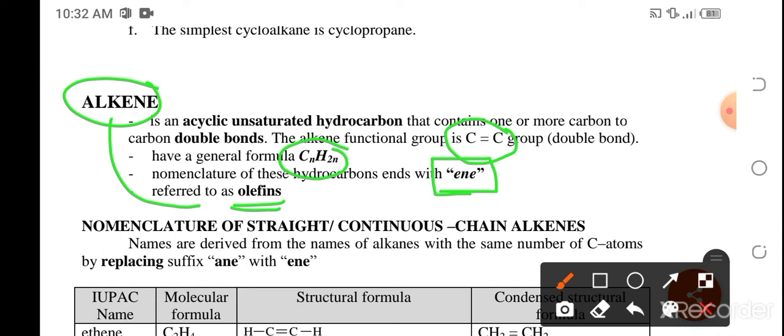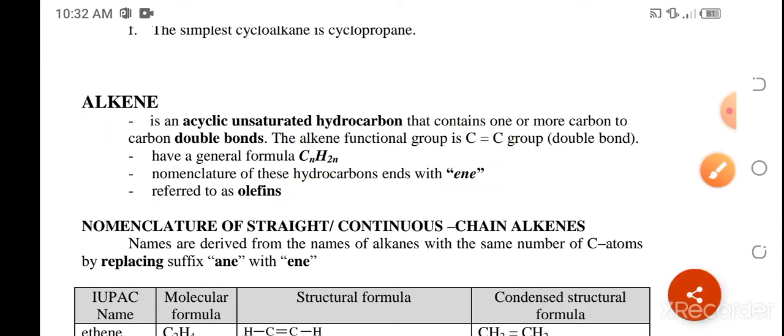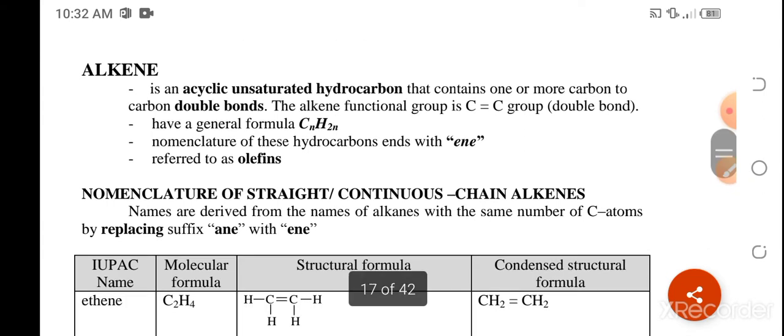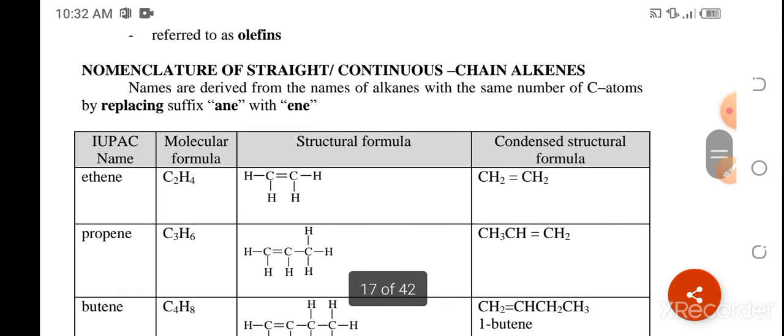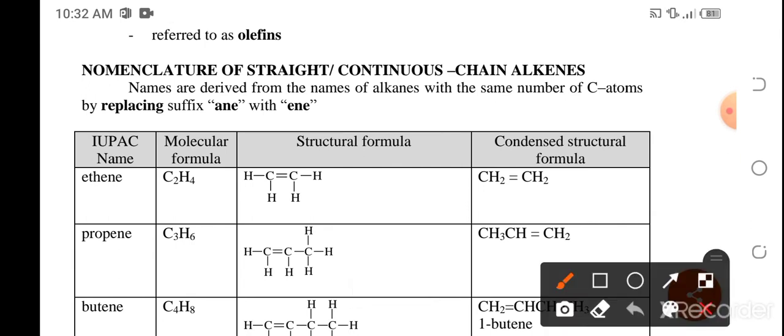Okay, so sabi ko kanina, this double bond should be in between two carbon atoms. Okay, so on the naming, the rules for naming alkene will still be the same. Ang magkakaiba lang dito ay the suffix. From A and E, we're going to replace it with E and E to denote that there is the presence of the functional group carbon to carbon double bond.